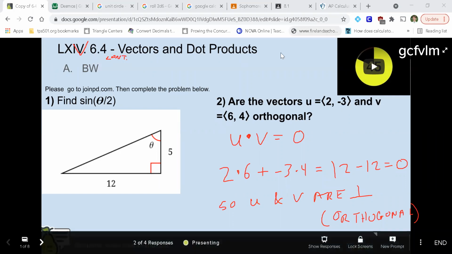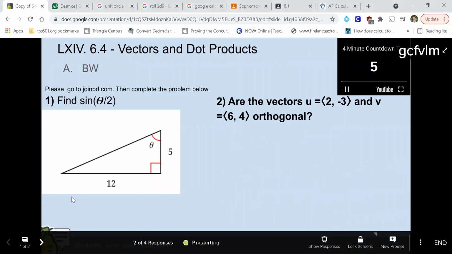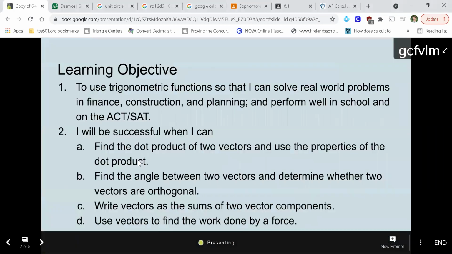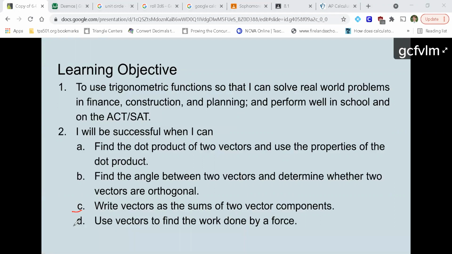Okay, anyway, what we're going to do today is really actually just a bunch of physics problems. We're going to apply what we learned yesterday to write a vector as the sum of its two components, and use vectors to find work done by a force.